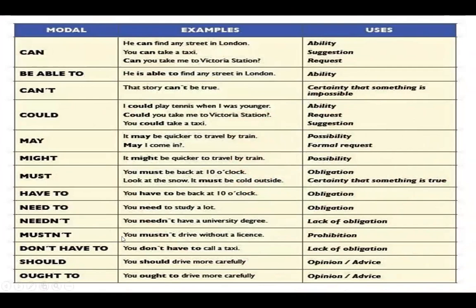Same information, different examples, but it's the same information. Something I want to highlight here: can has a past form, which is could, right? But it is also possible to write this with be able to, in past and in future. For example, this way is present: he's able to find any street in London. It means that he can find any street in London. But if you want to make the past, you say he was able to find. Or in future, you say he will be able to find any street in London.